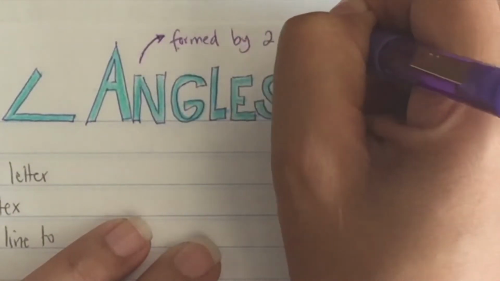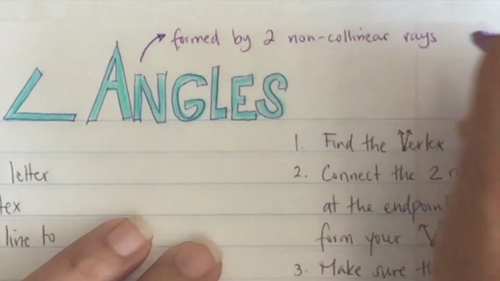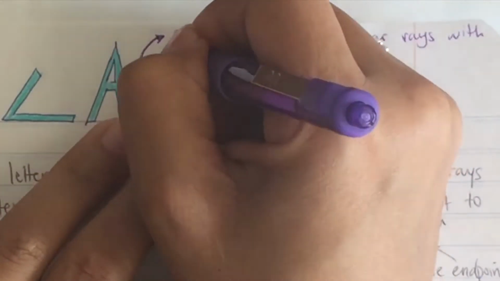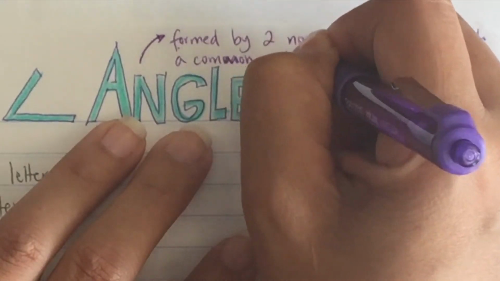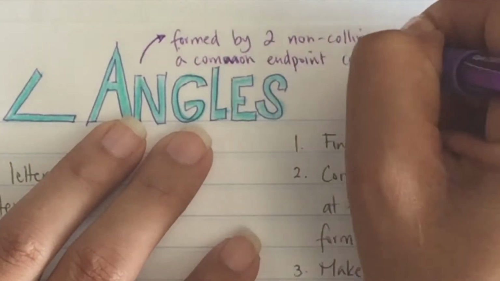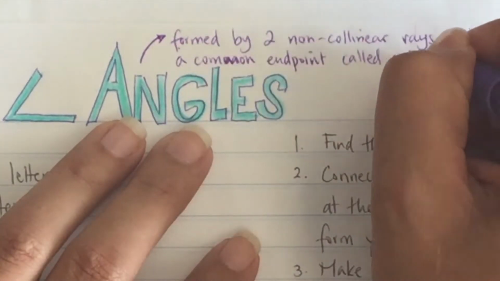Alright, so an angle is formed by two non-collinear rays. Remember, non-collinear means they're not on the same line. With a common endpoint called a vertex. Okay, formed by two non-collinear rays with a common endpoint called a vertex.